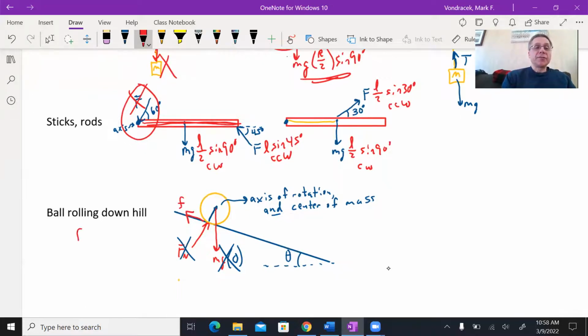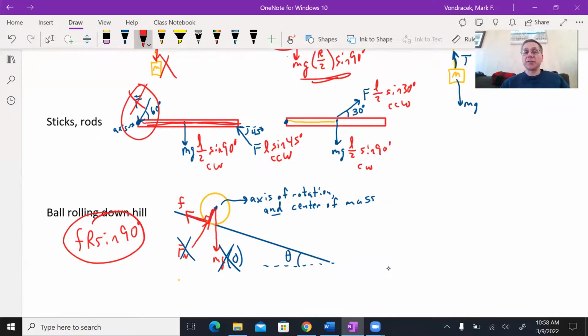Notice what friction does. You have a force. It's acting on the rim of the ball, the outside of the ball, so it's a full radius away from the axis of rotation. And the friction line of force makes a 90-degree angle with that radius line coming from the center. Friction creates the torque. That's what makes the ball actually rotate and roll as it goes down the hill. You need friction.